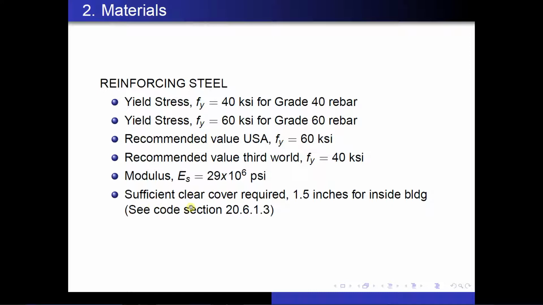The last thing I want to say about the reinforcing steel, at least on this slide, is that it's important to provide what we call clear cover. Basically this means how much cover with concrete is there over the rebar. There are a variety of requirements in the code for this, but one that is typical is that for a concrete column or a beam that's inside a building, the distance from the outer surface of the concrete to the edge of the steel should be at least 1.5 inches.